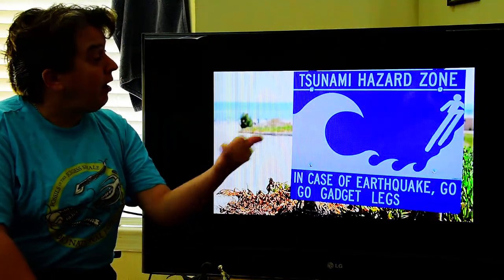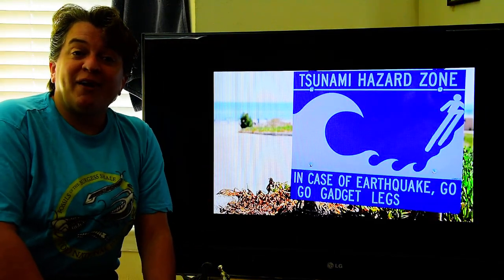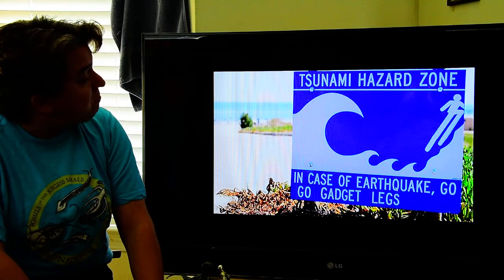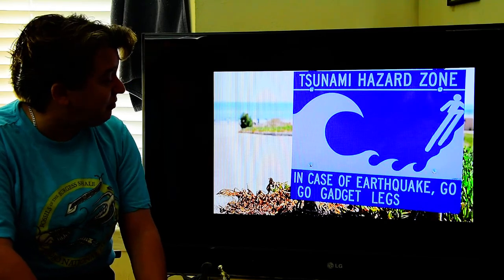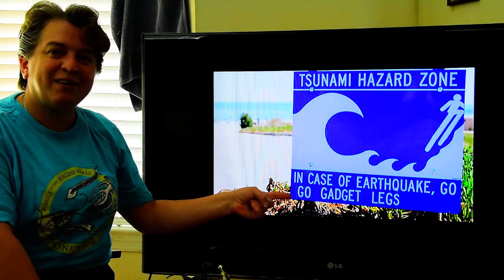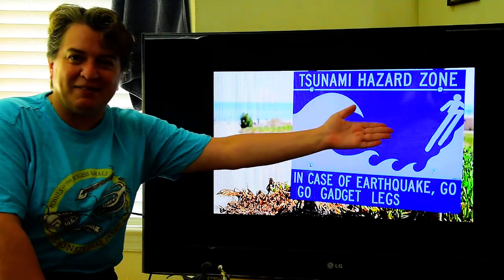All right, anyway, this is our random picture of the day. I just kind of like this, you know, tsunami hazard zone in case of earthquake. Go gadget legs, right? That's a way to get out of there.